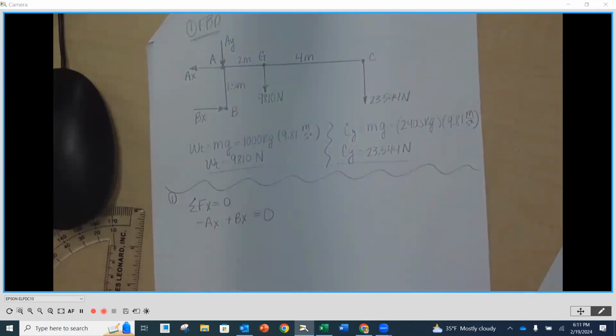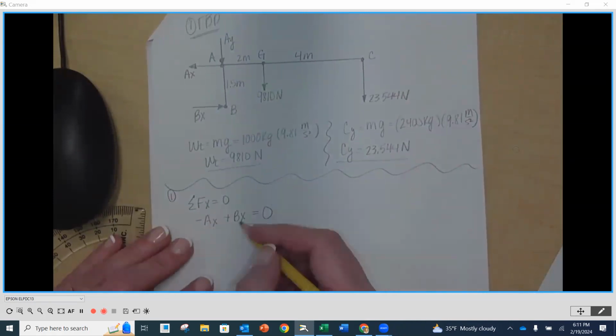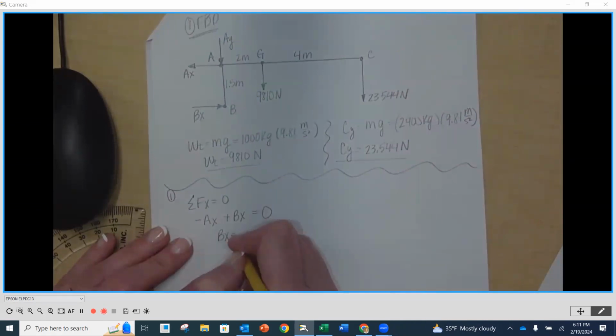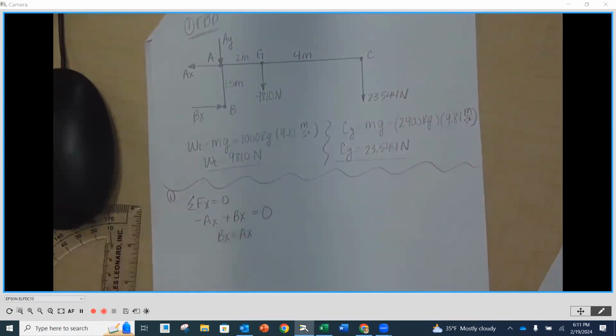So I'm going to set that equal to 0. And to clear the negative, I'm just going to push the Ax on the other side. So I'm going to say Bx is equal to Ax. But that's as far as I can go. I've got 2 unknowns, and that's okay. We've got it started.